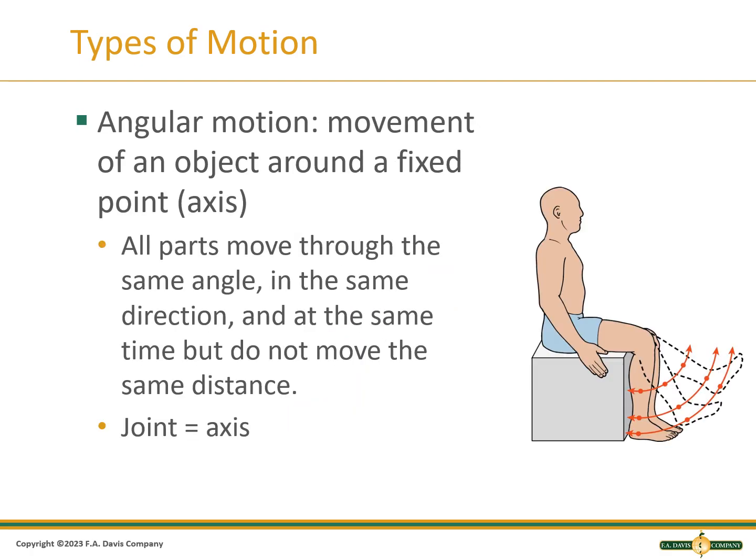Angular motion is also known as rotary motion, and it is when movement of an object happens around a fixed axis. This is the motion demonstrated by the limb segments of the body where the joint is the fixed axis. During angular motion, all parts move through the same angle in the same direction, but they don't move the same distance. So like with long arc quads, your foot is going to travel a farther distance than your shin throughout the movement, but both are still moving at the same angle and the same direction.